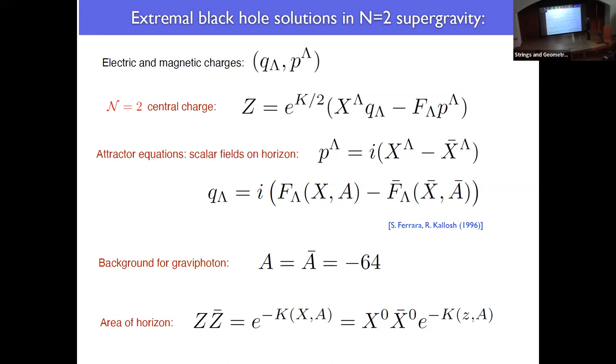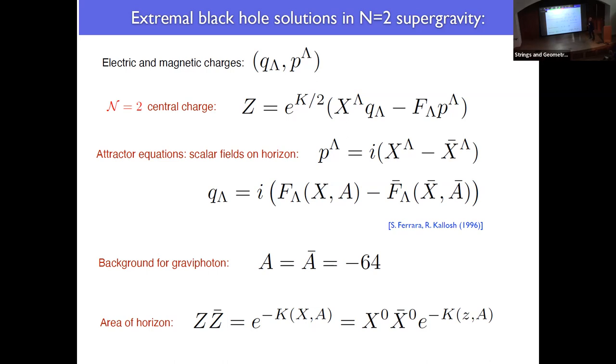So Z is e to the K over 2 times X^Λ times the electric charges q_Λ minus F_Λ times the magnetic charges p_Λ. So in order now to derive the relation between the charges and the scalar fields, one uses the attractor equations. And what the attractor equations do, very briefly, you can start with some arbitrary values of the scalar fields, say at spatial infinity, and then all scalar fields are attracted to the horizon to some particular values. And these values of the scalar fields are precisely given by those equations. And again, you see that for the q_Λ, also the background field A appears in the second attractor equation.